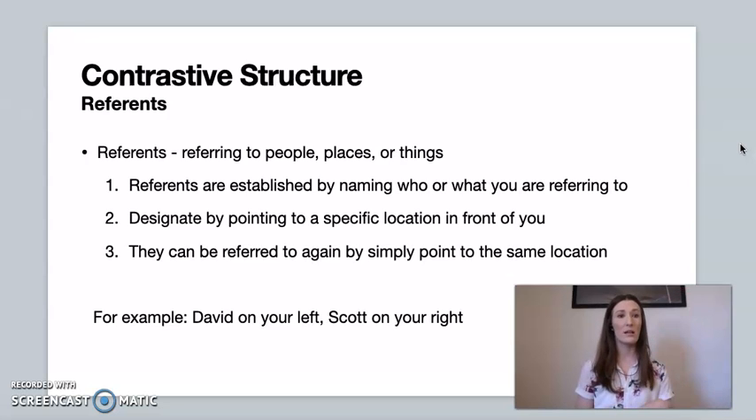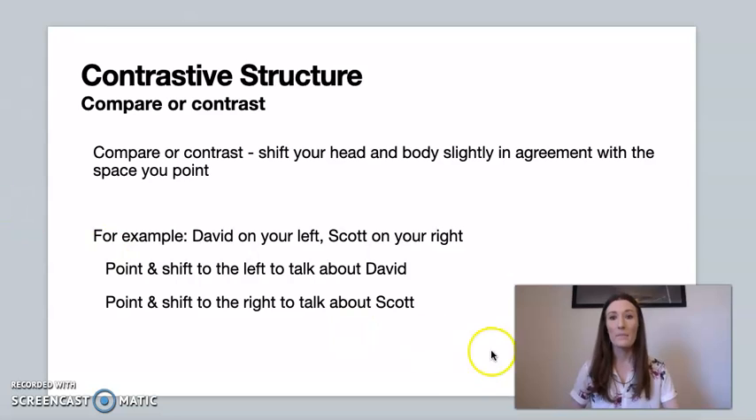he's tall. Scott is tall. He short. David short. He hair brown. He hair red. You just point. You don't have to keep saying David Scott, David Scott, David Scott. Just point, when you point to them.